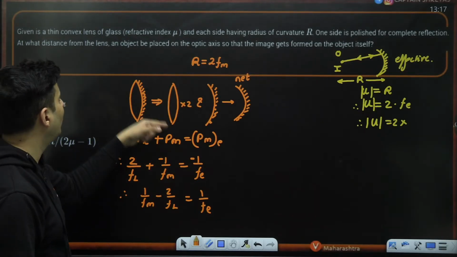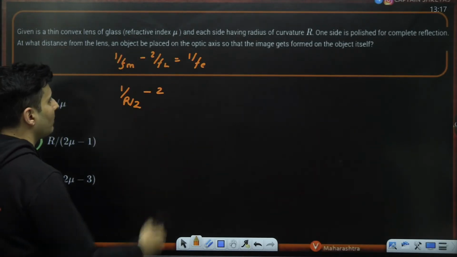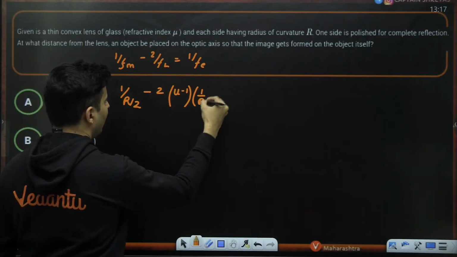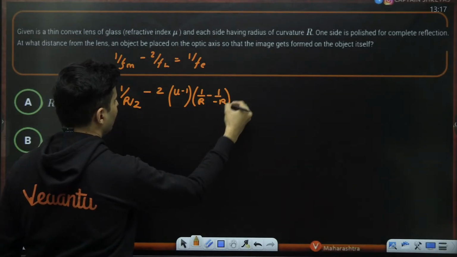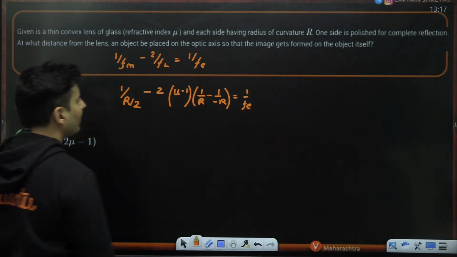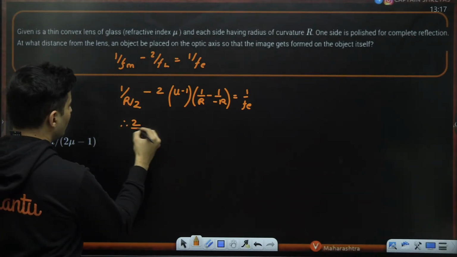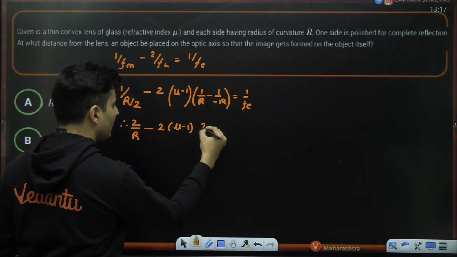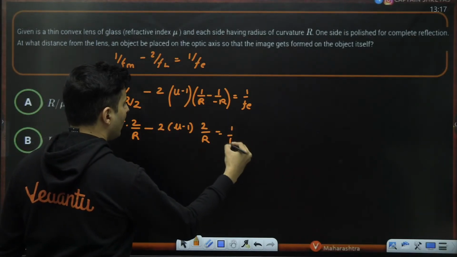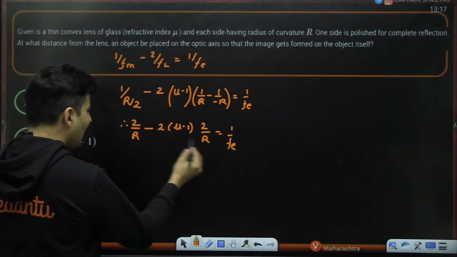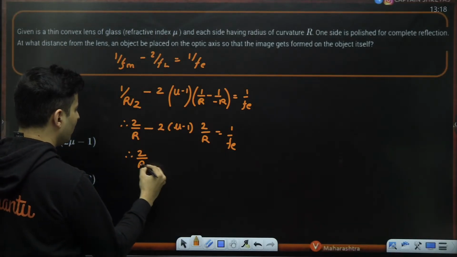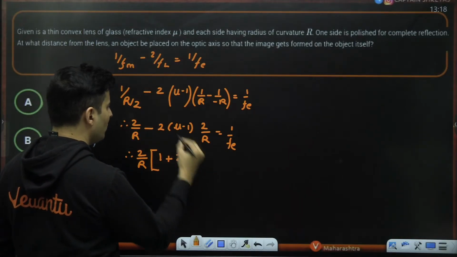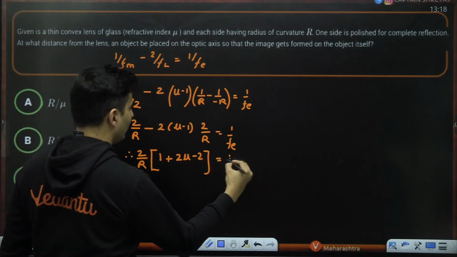What is the focal length of this lens? Use the lens maker formula, which is mu minus 1 by r minus 1 by minus r is equal to 1 by fe. So 2 goes on the top. So 2 divided by r minus 2 into mu minus 1. This becomes plus, so 2 by r is equal to 1 by fe. Now, as you can see, 2 by r is obviously common over here.